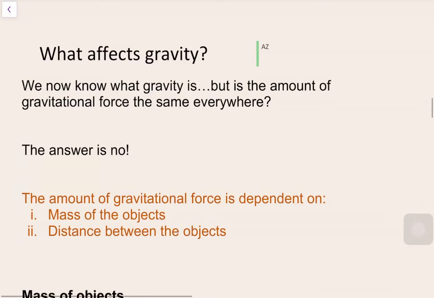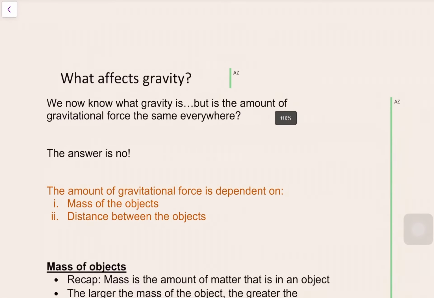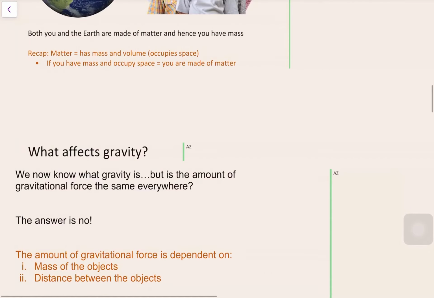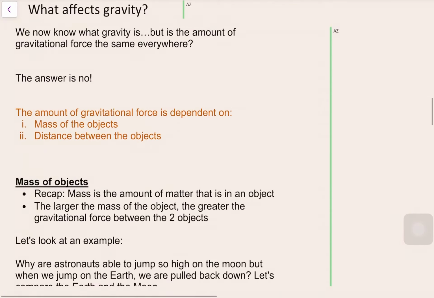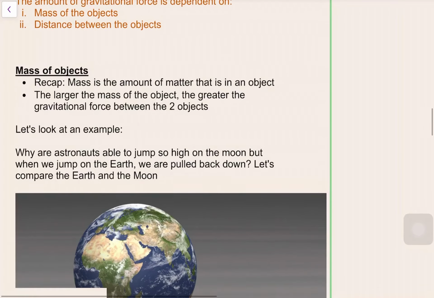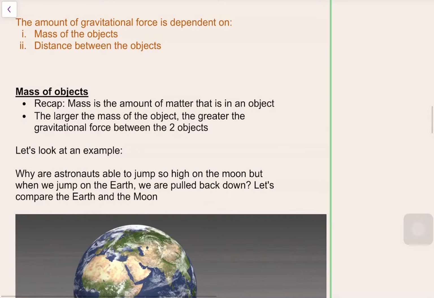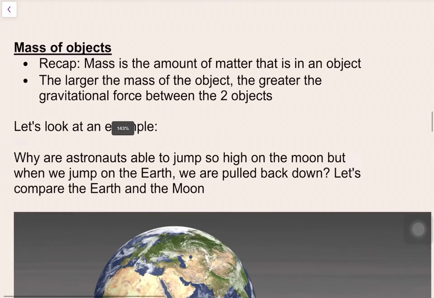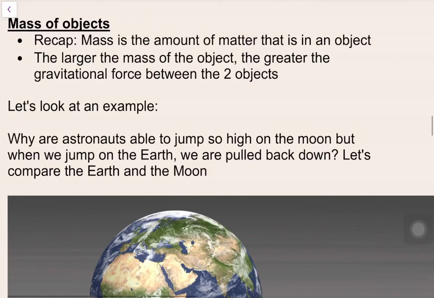What affects gravity? So, is gravity the same wherever we go? The answer is no. The amount of gravitational force is dependent on the mass of objects as well as the distance between the two objects that we are talking about. So firstly, let's talk about the first factor that affects the gravitational force. It is the mass of the objects.